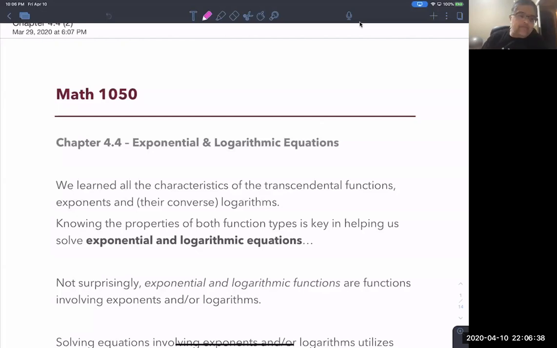Welcome back, everybody. So in this lecture, we're going to be talking about how to solve exponential and logarithmic equations. And the general strategy for solving an exponential or logarithmic equation is pretty much the same strategy for solving any other equation. You're going to simplify, and then you're going to invert, then you're going to solve.